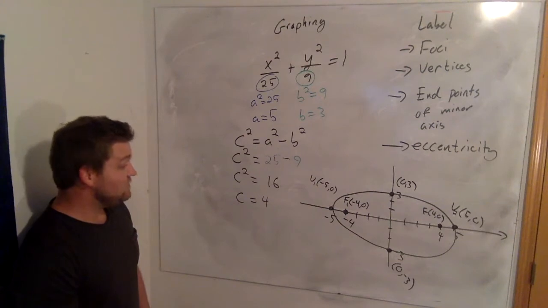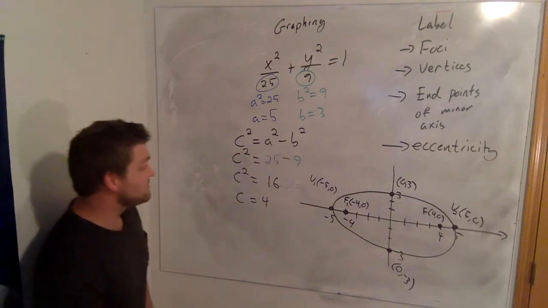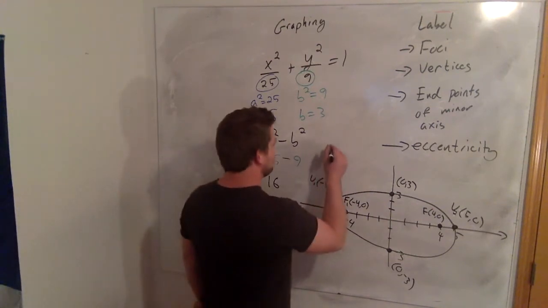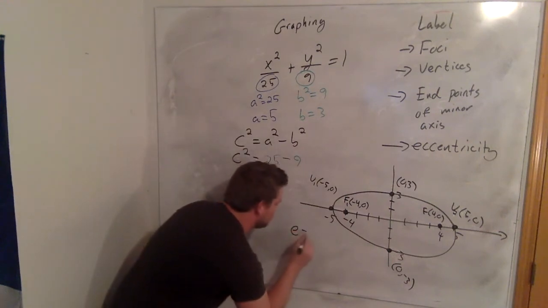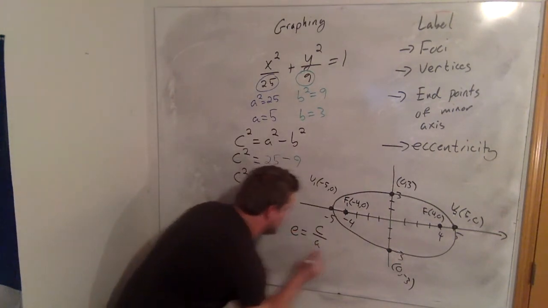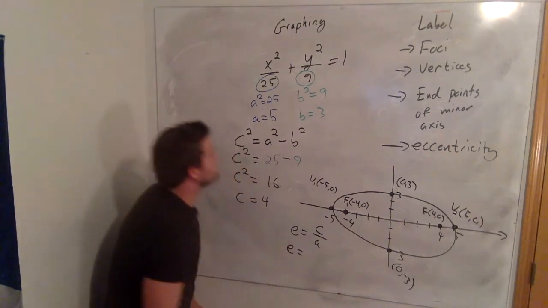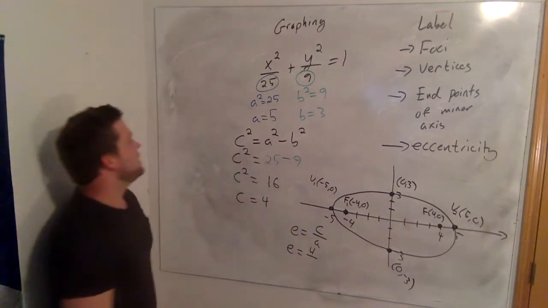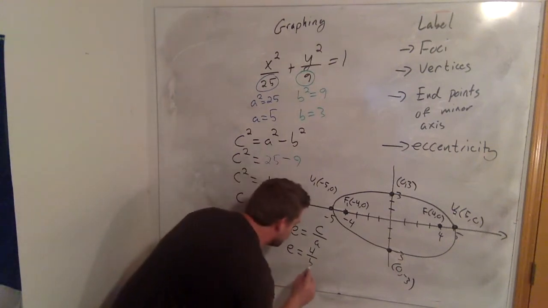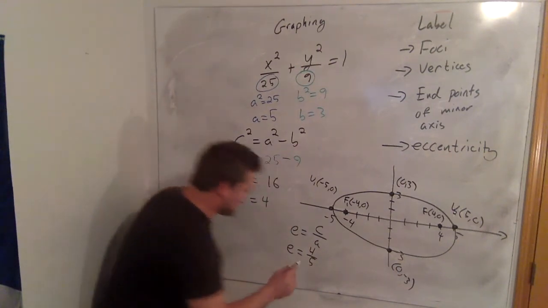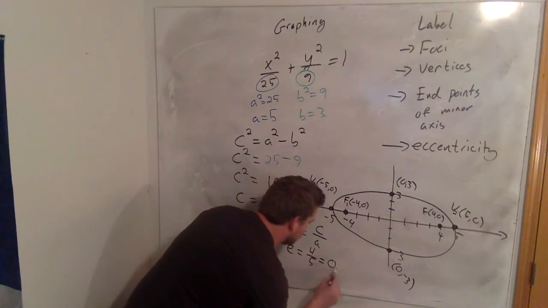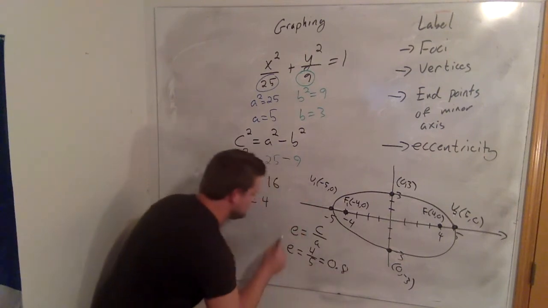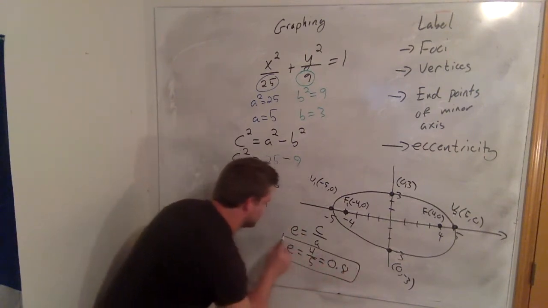The last thing we need to do is figure out the eccentricity. The eccentricity is defined to be c over a. Our c is 4, and our a is 5. So 4/5, I think this is going to be 0.8. So here's our eccentricity.